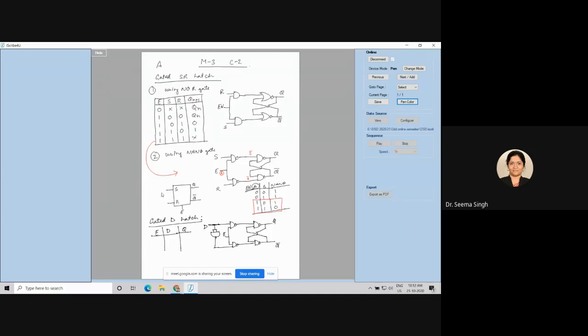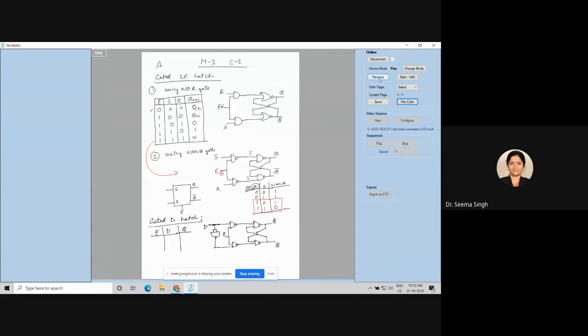Now let us see. If I make D equal to 0, all of you please see carefully. Okay. Now let us see when E is 0, what is happening. When E is 0, it is the same circuit with this. Only the difference is there is a NOT gate connected between S and R. So which all cases will be seen here in this truth table? Which all cases will come? Enable equal to 0 will come.